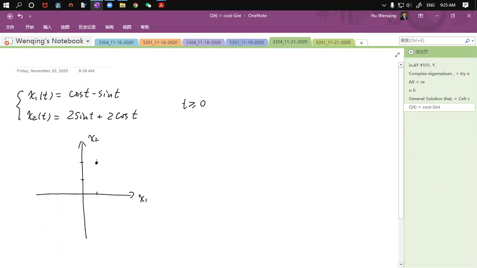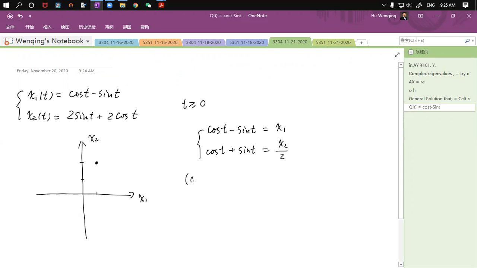But what happens as t varies? What's the trajectory going to look like? How do you deal with this problem? Well, here you can observe that by this trick, cosine t minus sine t is equal to x1, and cosine t plus sine t is going to be equal to x2 over 2. You're going to observe this.